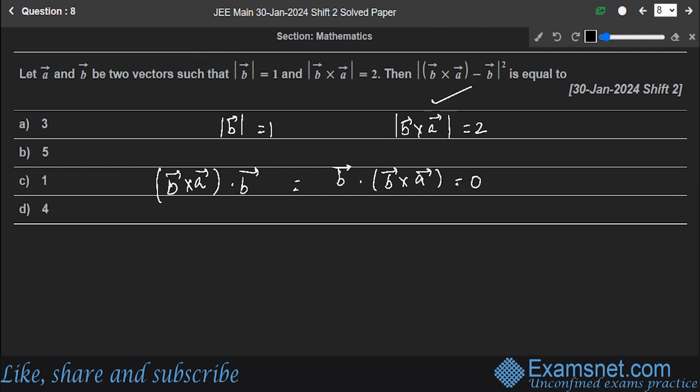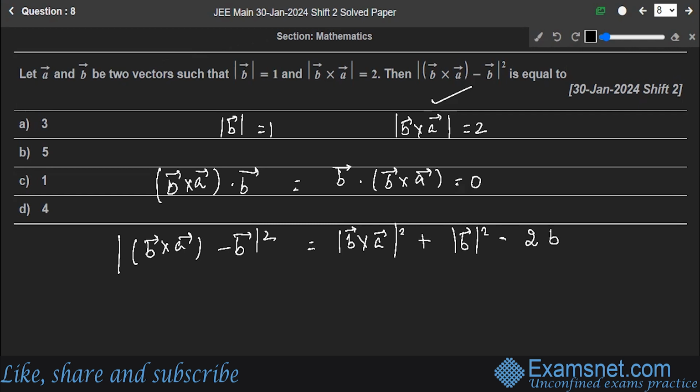So now let's find out this. You have to find out the determinant: magnitude of B cross A minus B squared is equal to magnitude of B cross A squared plus magnitude of B squared minus 2 B vector dot A. Okay, and we just saw that this is equal to 0 and this is equal to 2.